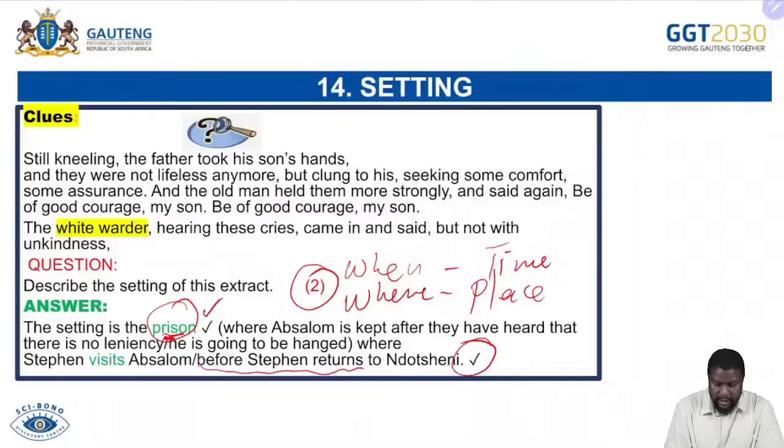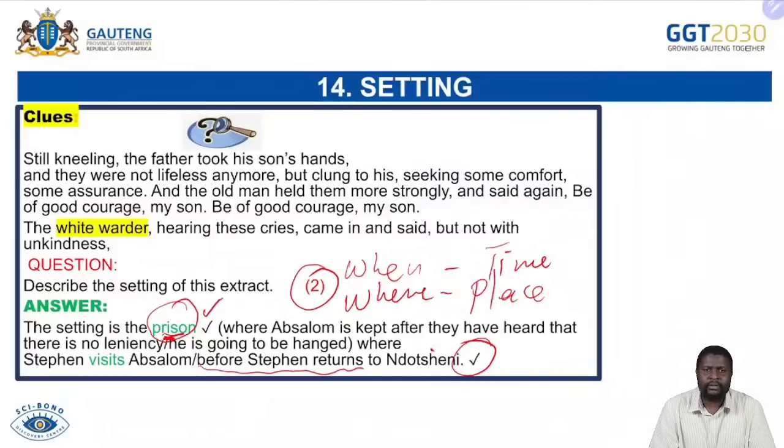This is the setting. It is what? The prison. Before his father, Stephen Khumalo, returns to Ndocheni. Right. I hope we are clear on the setting question, because it will be in your examination tomorrow. And again, we expect 2 marks. Mention the place, mention the time. If you cannot mention it in 1 sentence, again, like I said, you can put it in 2 separate sentences in order to get full marks. But place, time, where and when.